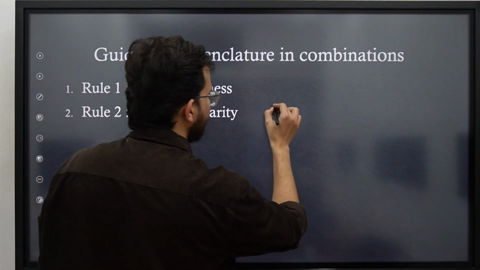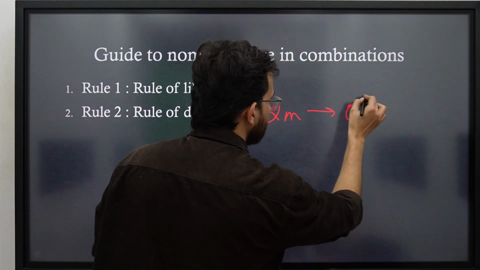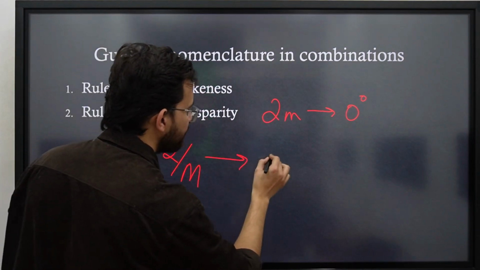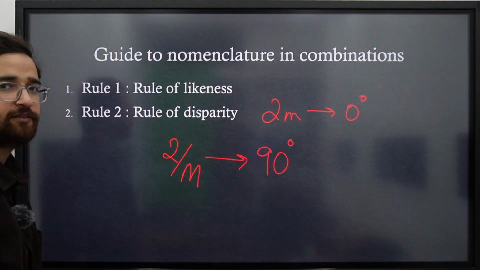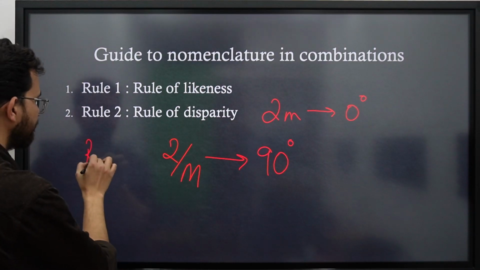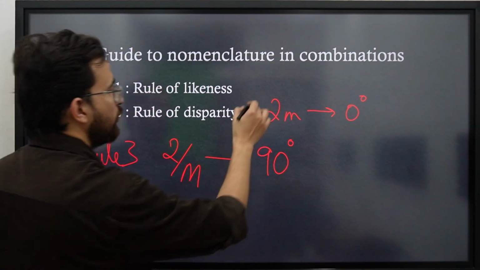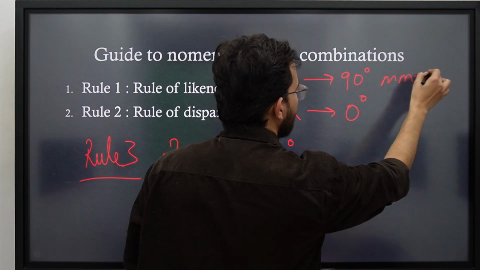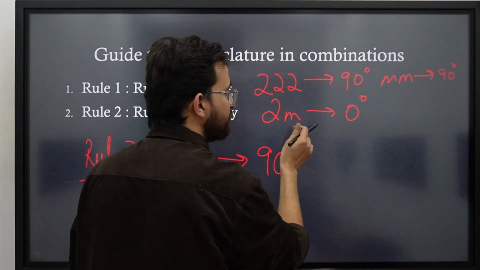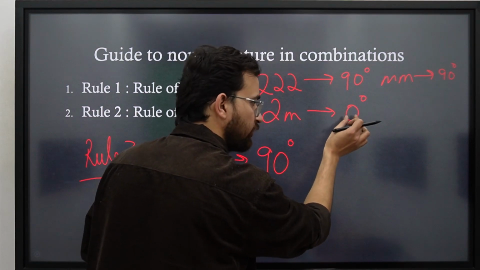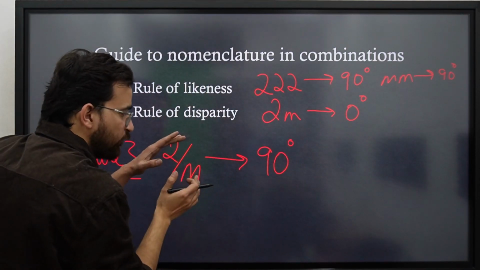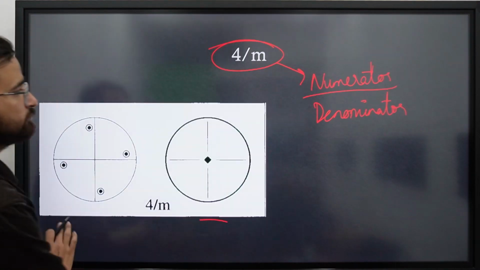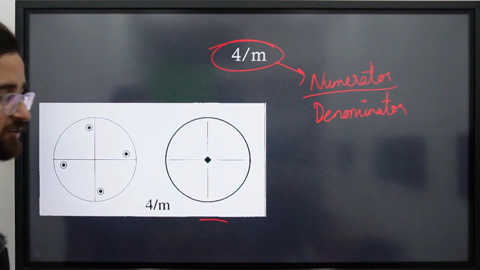So the rule of disparity said 2m means the angle is parallel. What about 2 by m? Now 2 by m means the angle is 90 degrees. Okay, so this is the third rule that I have to remember. 2 means the angle is 90 degrees. mm means the angle is 90 degrees. 2m means different things, the angle is supposed to be 0. Different things, but one is in the numerator, one is in the denominator. The angle is supposed to be exactly 90 degrees. So this is the case 4 by m.